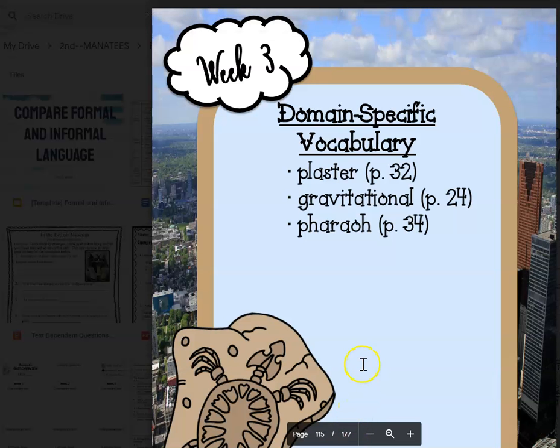So here we have our vocabulary for this week. Plaster, gravitational, and pharaoh. These are very interesting words, and we are going to look them up. We're going to find the definition. You'll get to use dictionary.com, and you're going to, as always, get the part of speech and write a sentence using those words.